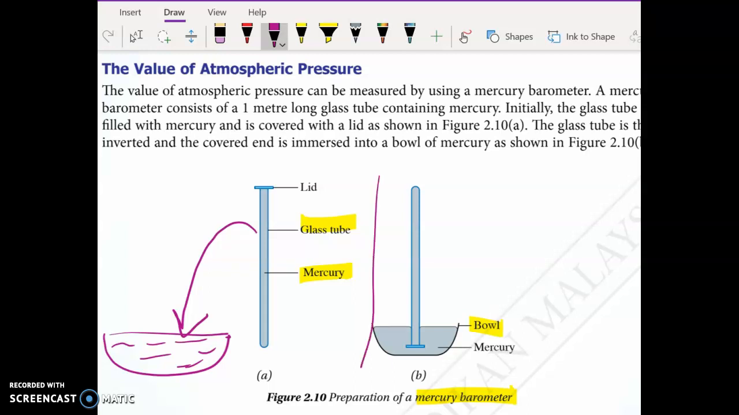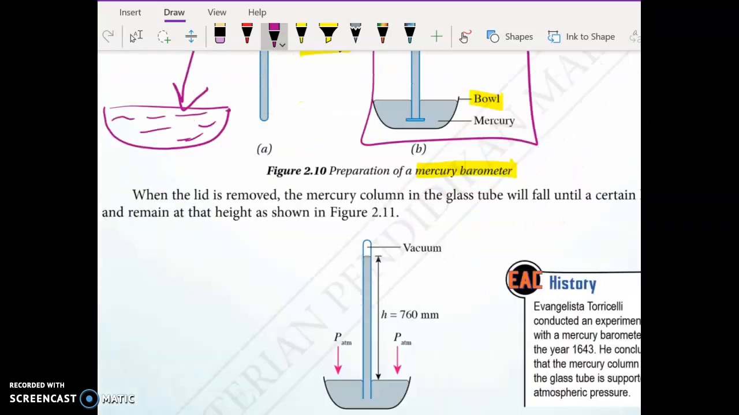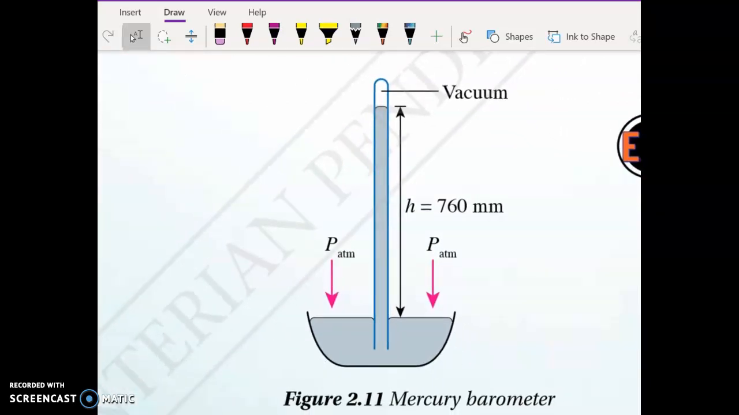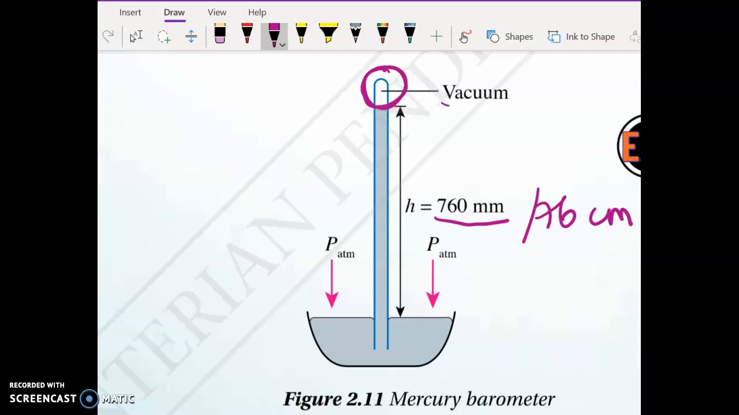This is the diagram of how it will look. What happens is the level of mercury in the glass tube will drop to a certain height. This is the final diagram. When we measure the level of mercury in the glass tube, it is a constant number, which is 760 mm or 76 centimeter, and above it is vacuum.